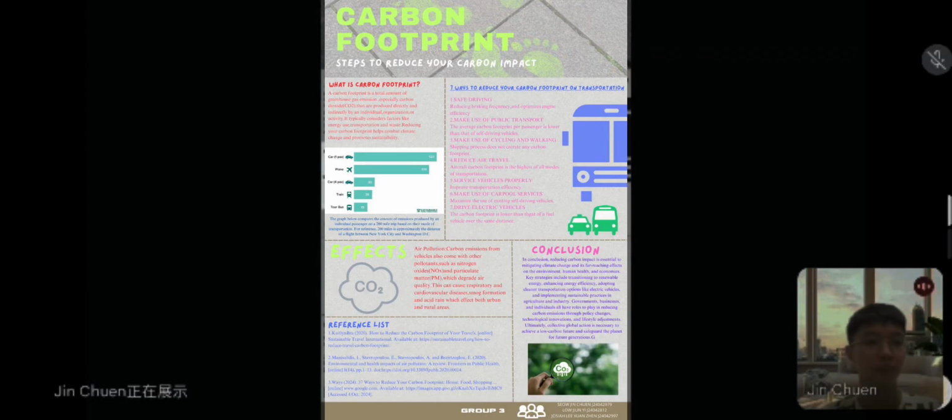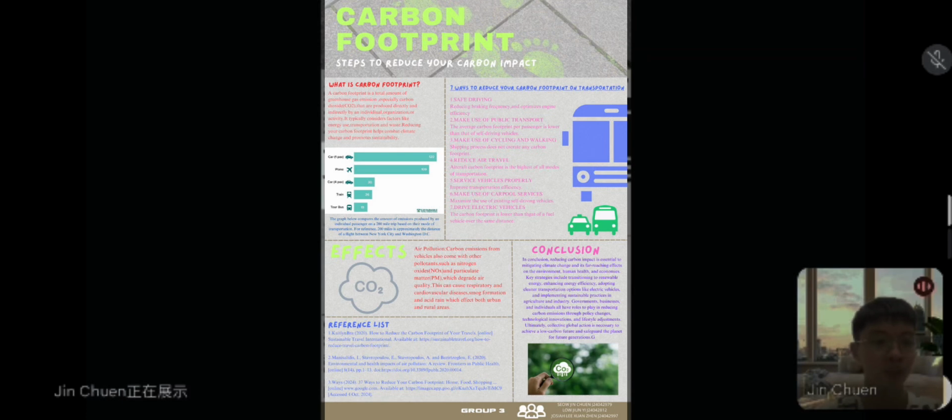Good morning everyone. Today we will explore the topic of carbon footprint and the steps to reduce your carbon impact. First, I want to highlight what a carbon footprint is. A carbon footprint refers to the total amount of greenhouse gases, primarily carbon dioxide, that are emitted into the atmosphere as a result of human activity.